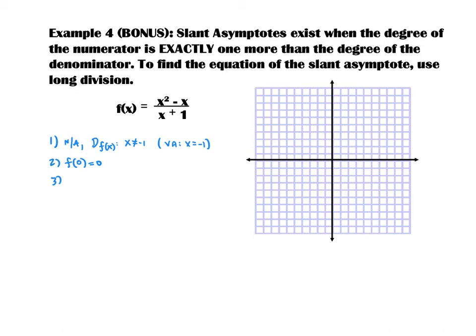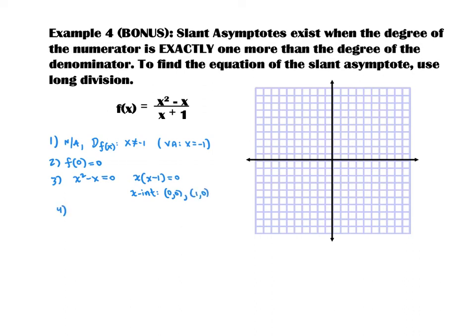Number 3, find the zeros of the numerator, if possible. These are the x-intercepts. So what I would have here is if I set x squared minus x equal to 0, I could factor (x minus 1) times x equal to 0. Therefore, I'd have x-intercepts at (0, 0) and at (1, 0).